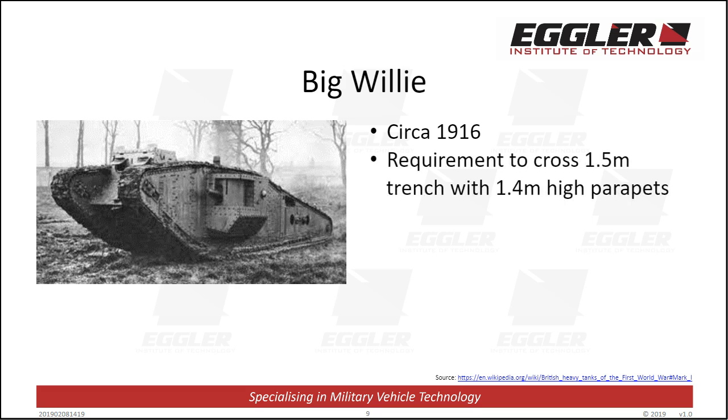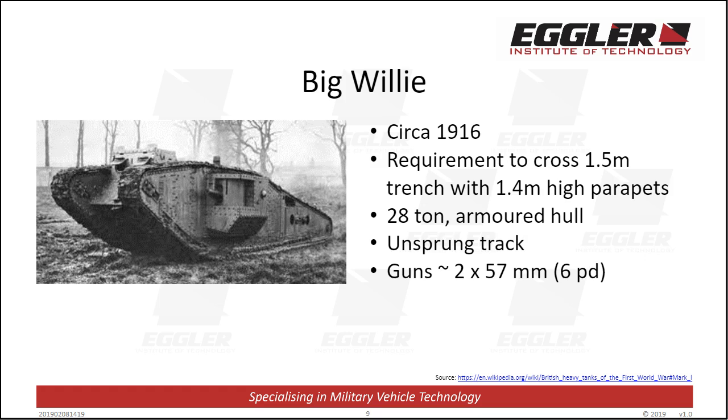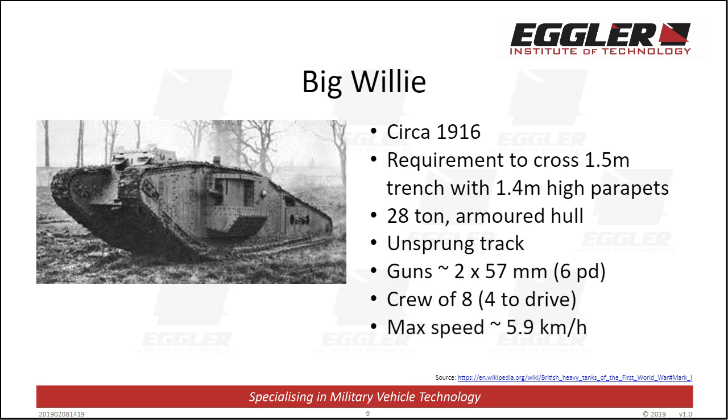The key operational requirement for the vehicle was to be able to cross 1.5-meter trenches and 1.4-meter high parapets. It was this requirement that led to the unusual rhomboid shape of the vehicle. The vehicle itself was heavy, weighing 28 tons. There was no suspension, and the vehicle was fitted with 2x57mm or 6-pounder guns. The vehicle required a crew of 8 to operate it, with 4 involved in the driving process. The maximum vehicle speed was 5.9 km per hour, and its range was limited to only 37 kilometers.